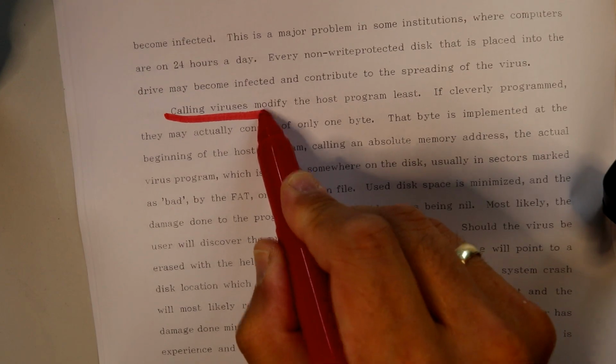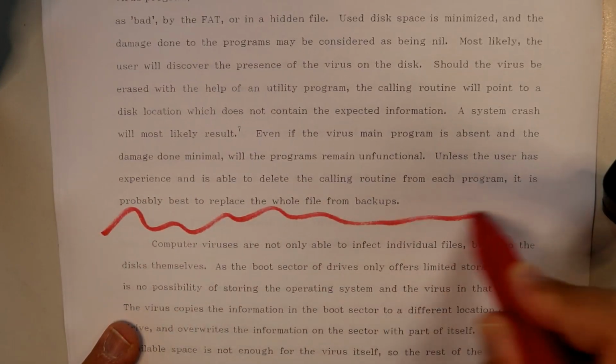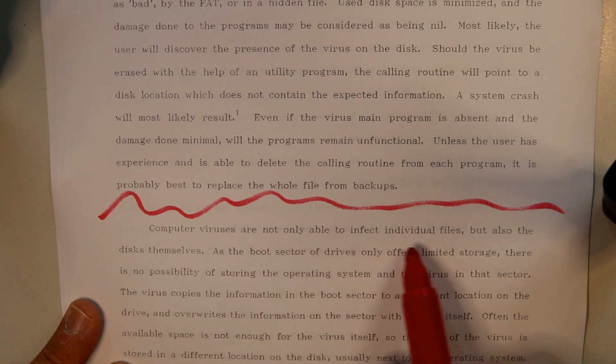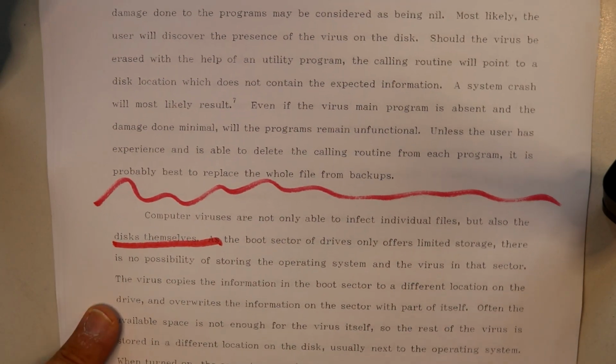I don't even bother crossing it out anymore. I mean, calling viruses, again, another type of virus. Who cares? And why is there again this weird space? "Computer viruses are not able to infect individual files, but also the disk themselves." Oh, really?